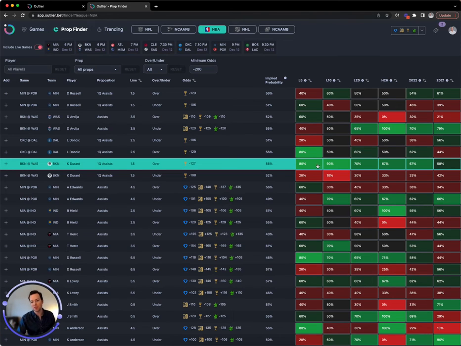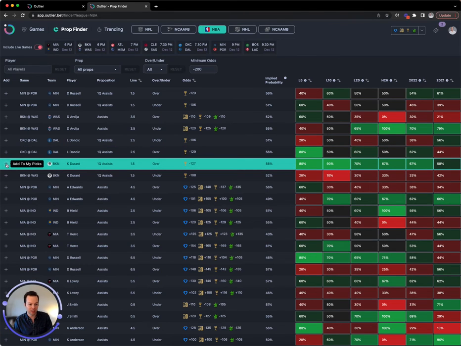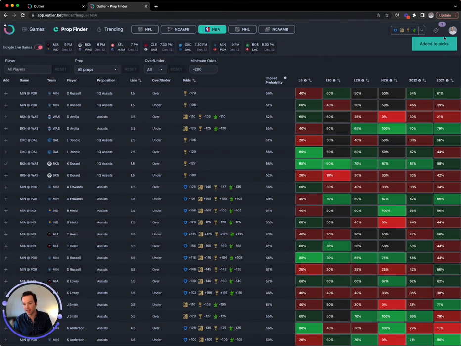And then here we are again with these hit rates. So in the last five games, Kevin Durant has had over 1.5 assists 80% of the time. In the last 10 games, over 1.5 first quarter assists 90% of the time, and so on and so forth. I should do more research on this, but it actually looks like a pretty good bet. So for purposes of the demo, I will click the plus button and add it up to my picks.